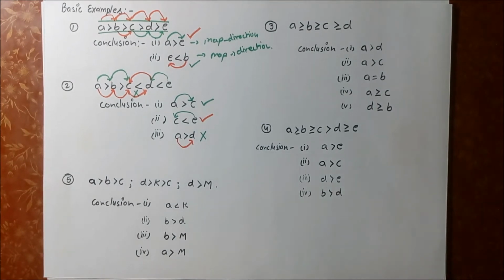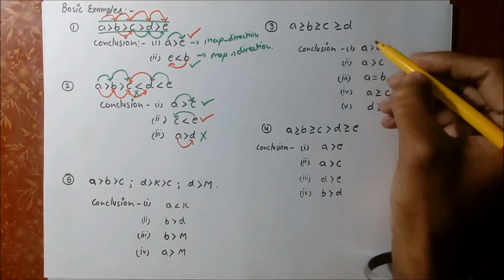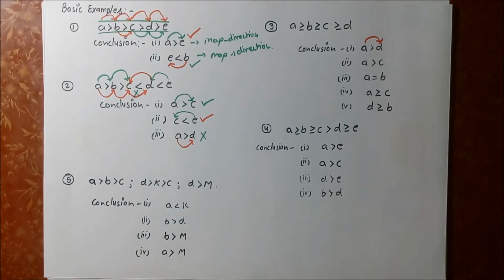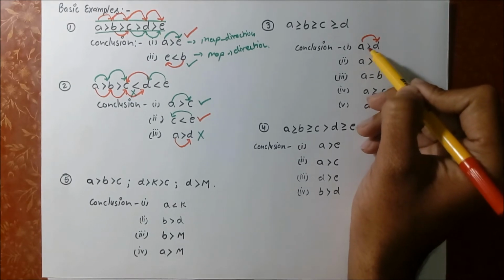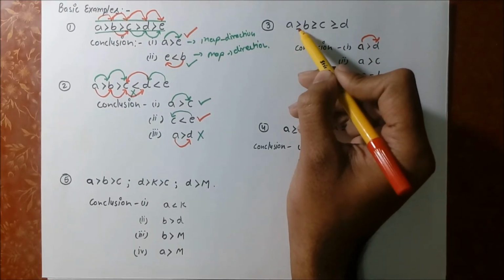See the next example, example number 3. In this, the greater than or equal to sign is given, but all the variables have the same sign. And conclusions are like this. A is greater than D, means they are saying you can go A to D by this road, means the door is open. But they are saying it definitely, means you can go by this road only, this door only. But we have another door also.